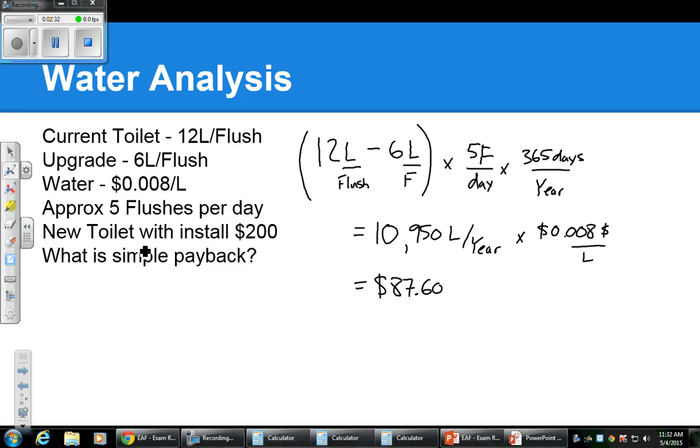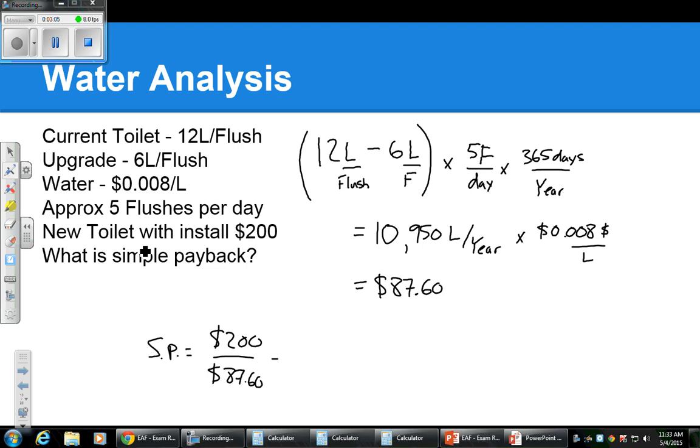Okay, so now the simple payback, SP. I don't even know the formula. I just always look at these and ask, is it going to save me more money than it costs? Well, it costs $200 and it's going to save me $87, so I know the payback will be longer than a year. If the payback's longer than a year, I put the bigger number on top. So it's the cost, the 200, divided by my 87.60.